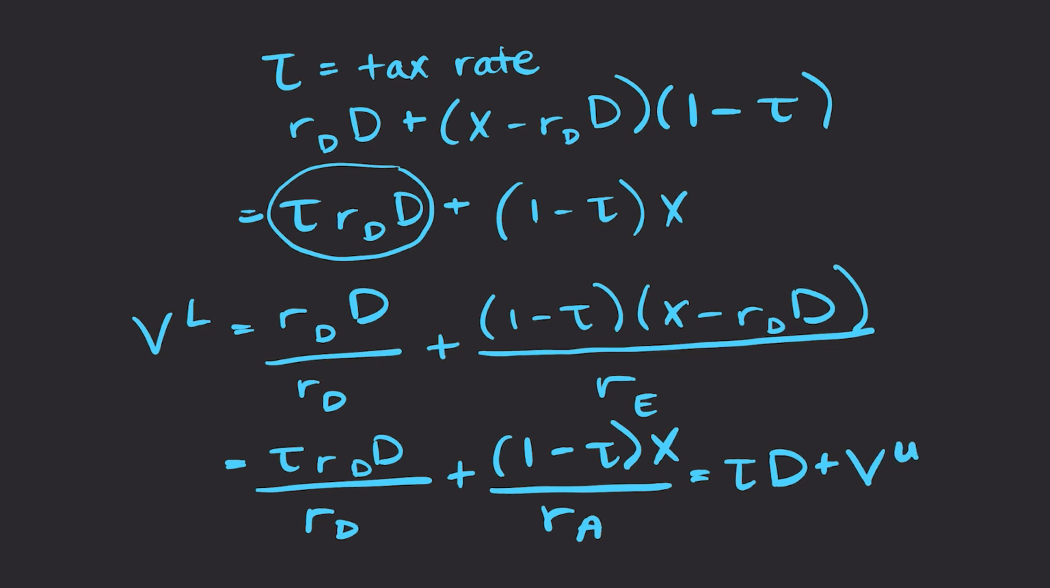So what's the upshot of all this? The upshot of all this is that in a world with taxes, because there are tax advantages for debt, leverage creates an additional value which equals the tax rate times the amount of debt that you take on over and above the value of an unlevered firm. So there are incentives for a firm to take on more debt because of this tax shield.